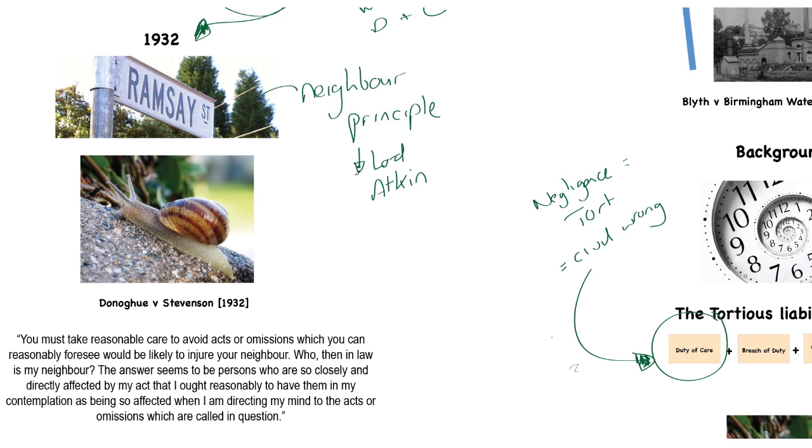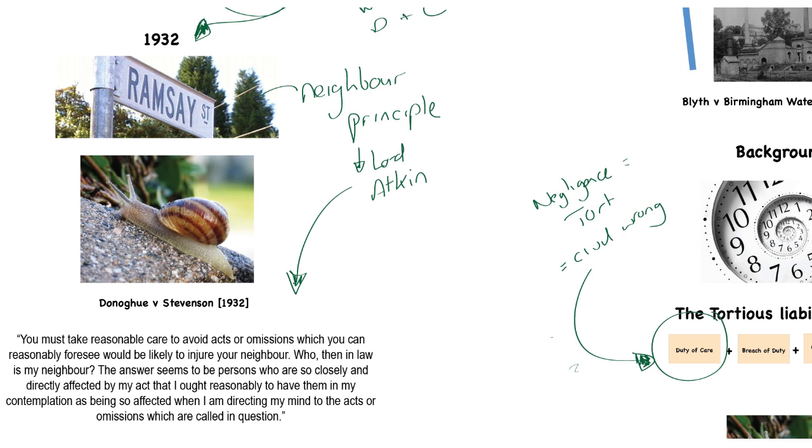In summing up the case, Lord Atkin comes up with this very, very famous statement. And it's a development of the negligence issue in Blythe. You must take reasonable care to avoid acts or omissions which you can reasonably foresee would be likely to injure your neighbour. Now, I'll just stop there for a minute.